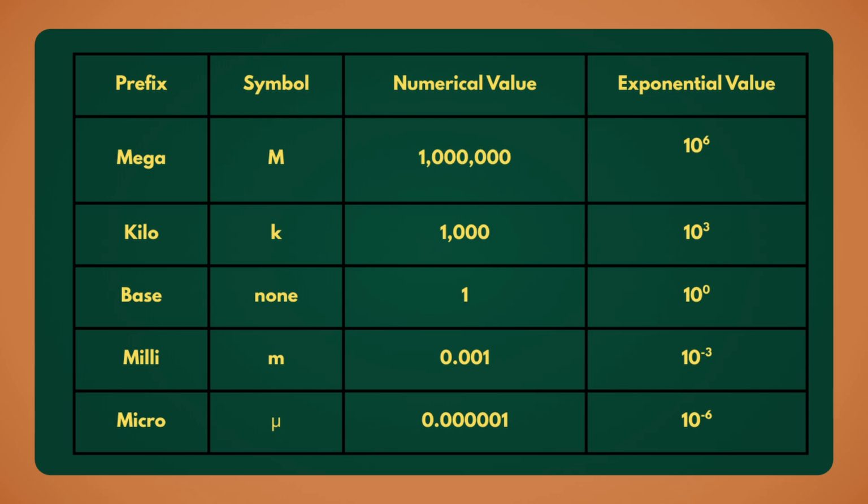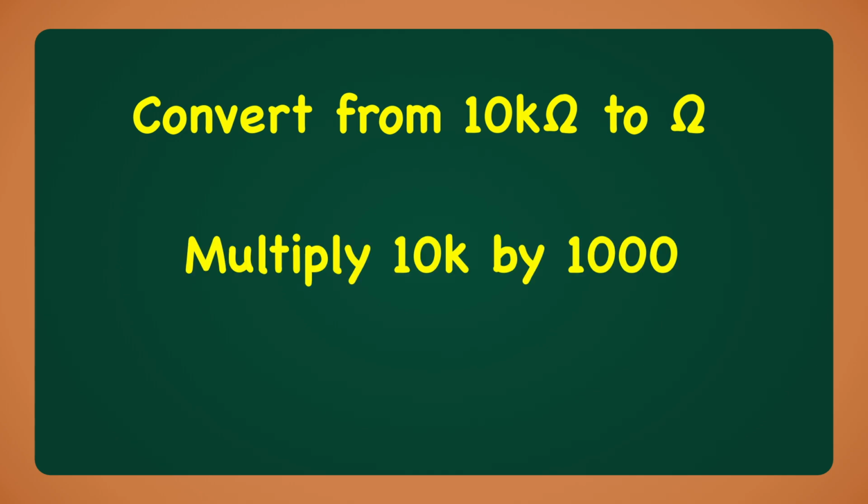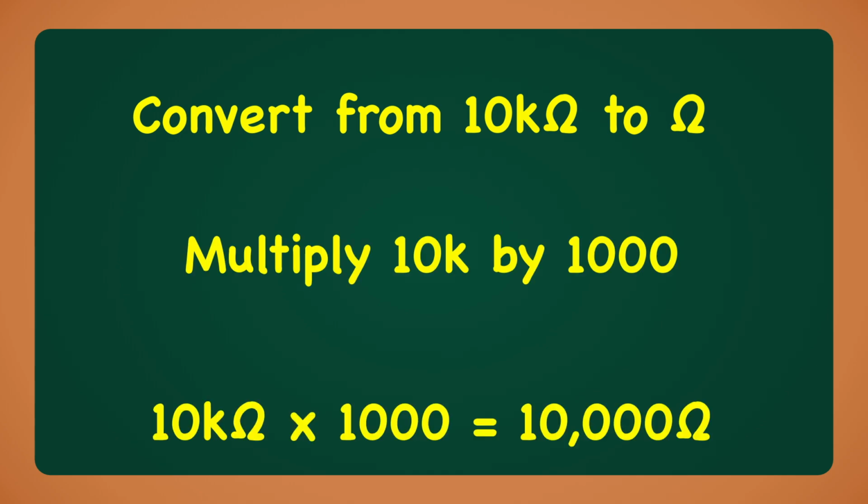Now let's look at how to convert a value with a prefix to its base unit. If you look at the chart, you can see that the kilo prefix represents 1,000 times the base unit. So if we want to convert 10 kilo-ohms to ohms, we simply multiply 10 by 1,000. In this case, 10 kilo-ohms times 1,000 equals 10,000 ohms.